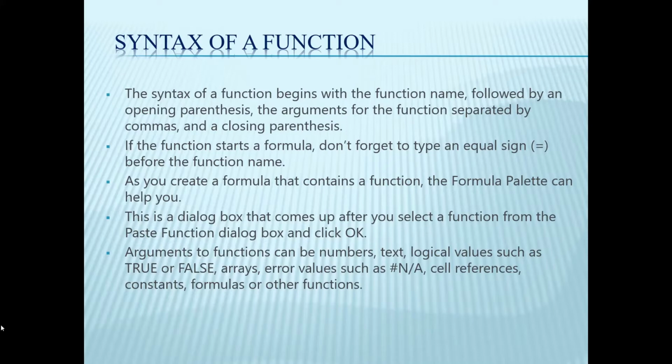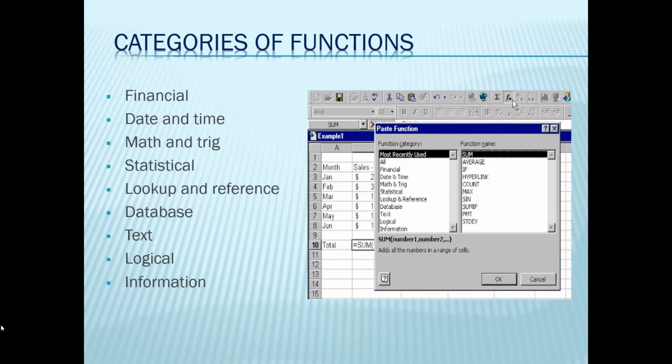There is a dialog box that comes up after you select a function from the paste function dialog box and then click OK. Arguments to functions can be numbers, text, logical values such as true or false, arrays, error values such as NA, that is not applicable, or cell references, or they can be constants, formulas, or other functions. Now there are various categories of functions: financial, date and time, mathematics and trigonometry, statistical, lookup and reference, database, text, logical and information. Don't worry, you will get to know all of this in some time.